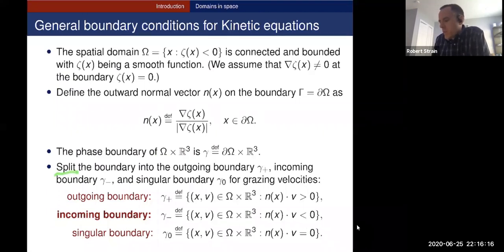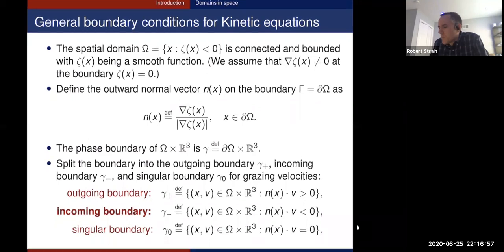And then you typically split the boundary into the outgoing boundary, Gamma plus, the incoming boundary, Gamma minus, and the singular boundary, Gamma 0. Gamma plus, the outgoing boundary, is the set of (x, v) such that n(x) dot v is positive. The incoming boundary, Gamma minus, is the set of (x, v) such that n(x) dot v is negative, and the singular boundary is the set where the dot product is 0. And it turns out you only need to specify the boundary conditions on the incoming boundary, because the others are included.